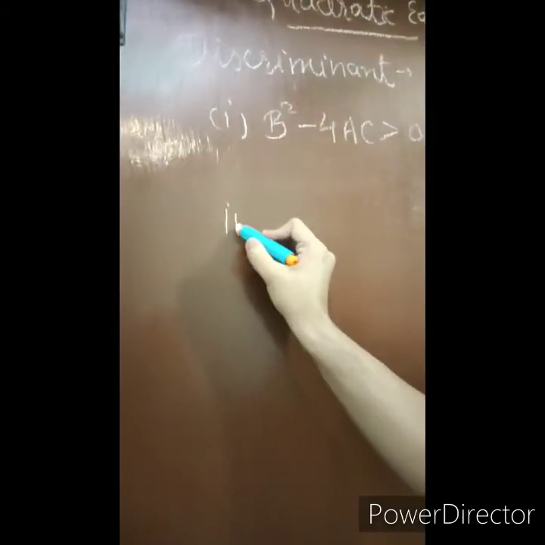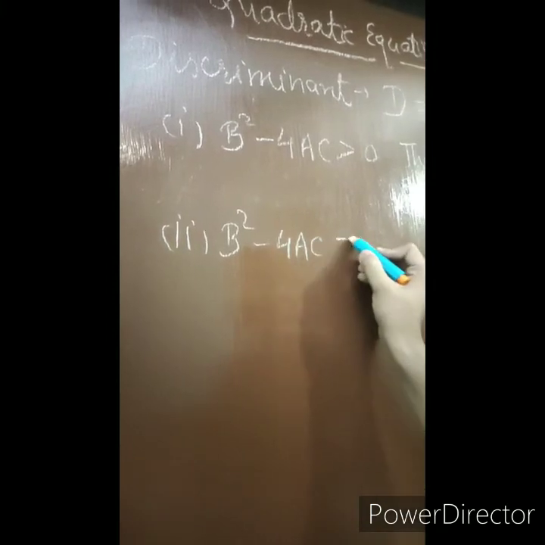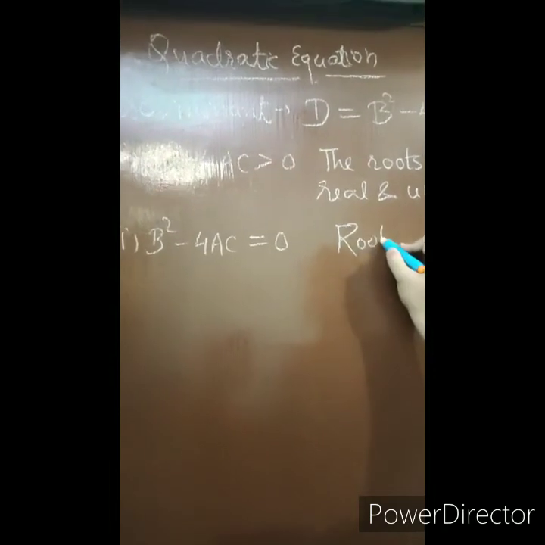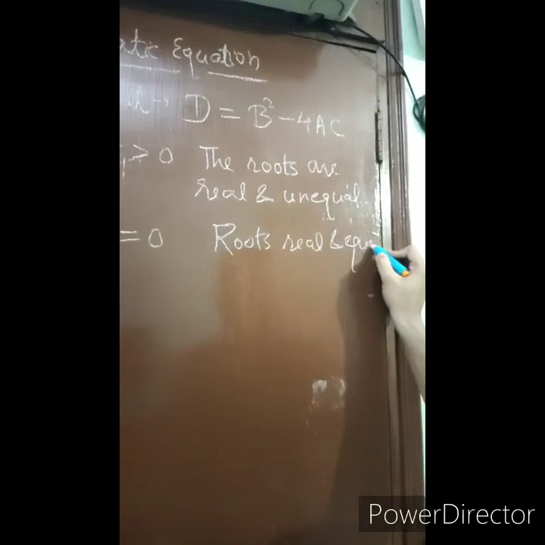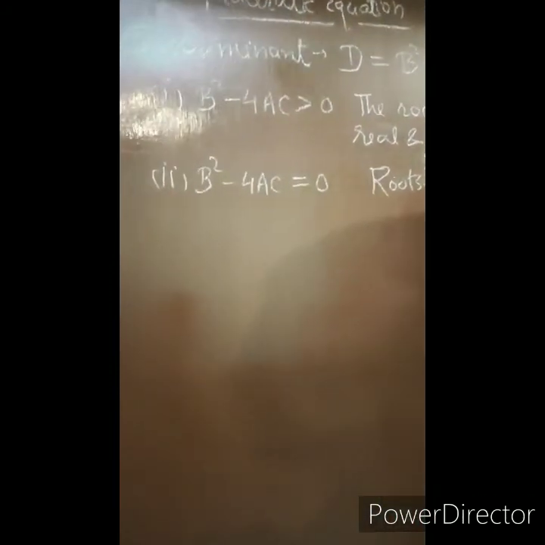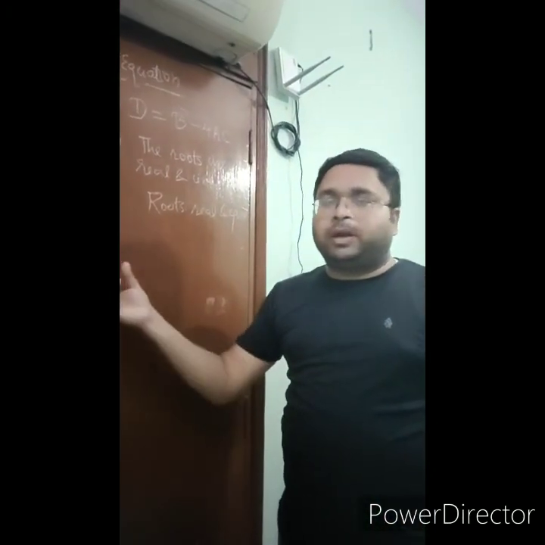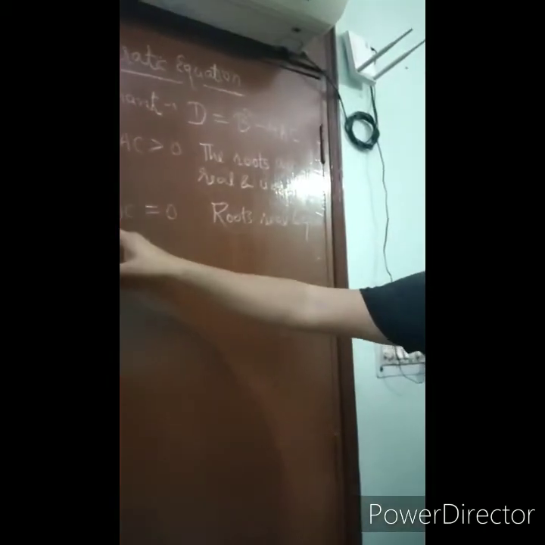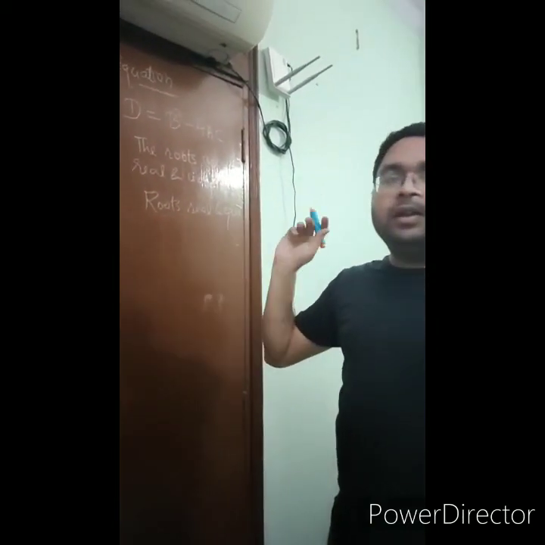Second condition: if b square minus 4ac becomes equal to 0, then the roots are real and equal. Equal roots exist, like (x plus 1) the whole square. It must have two roots, minus 1 and minus 1. There are two roots, both equal to minus 1. So this condition satisfies b square minus 4ac equals 0, then the roots are real and equal.